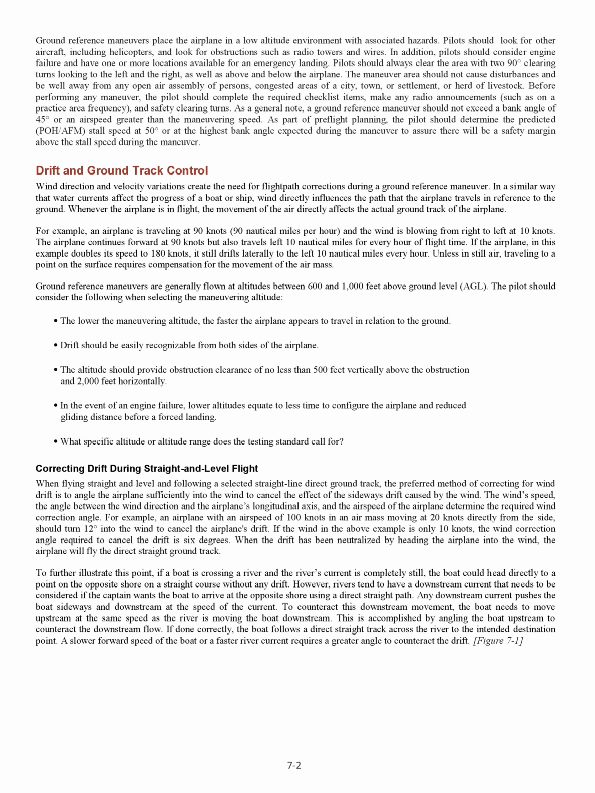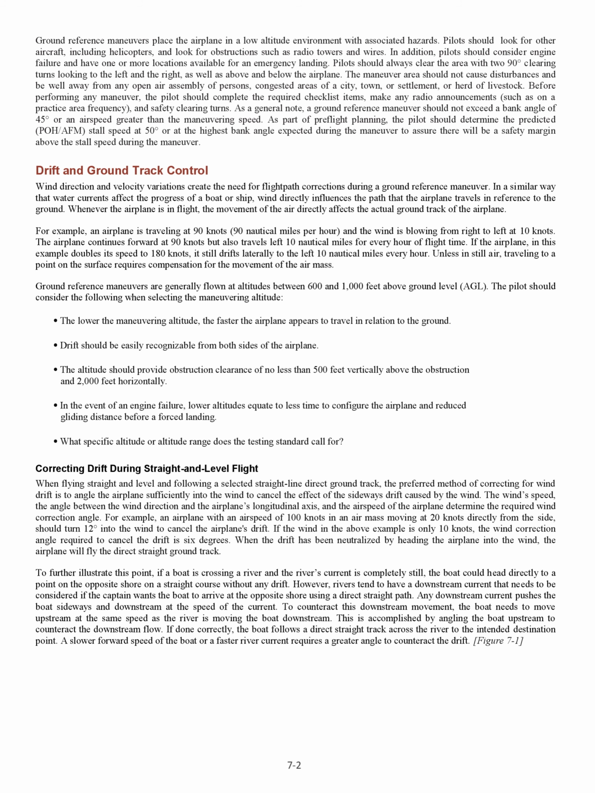When flying straight and level and following a selected straight line direct ground track, the preferred method of correcting for wind drift is to angle the airplane sufficiently into the wind to cancel the effect of the sideways drift caused by the wind. The wind speed, the angle between the wind direction and the airplane's longitudinal axis, and the airspeed of the airplane determine the required wind correction angle.